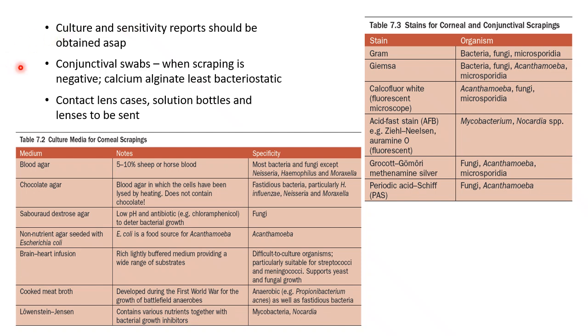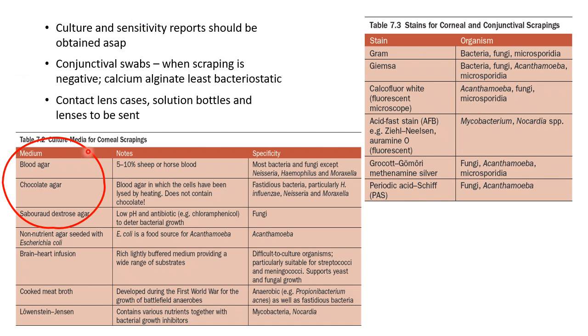Sometimes when the scraping is negative, you can use conjunctival swabs. And as discussed, calcium alginate is the least bacteriostatic. If the patient is a contact lens user, suppose you have a patient with a pseudomonas infection, probably because of contact lens use, it is necessary that you send the lens itself along with its case and solution bottle to the laboratory for culture. Now look at the two tables.